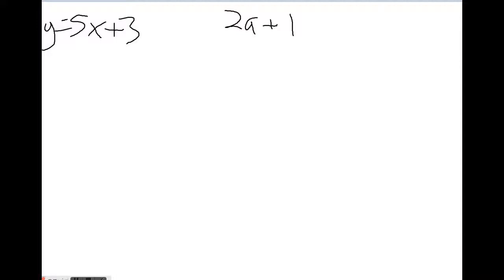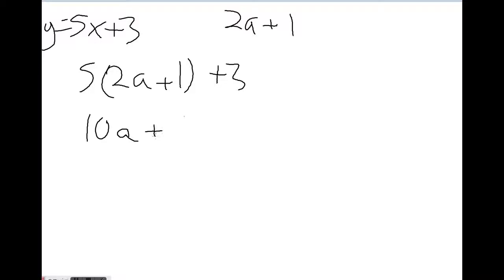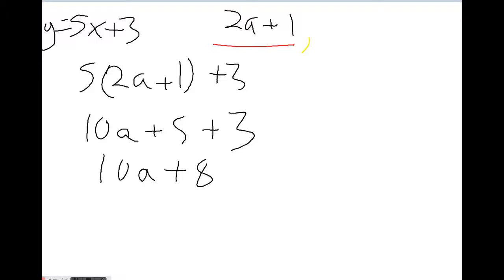Alright, so that means 5 times 2a plus 1, plus 3. The distributive property becomes 10a plus 5 plus 3, which is 10a plus 8. So that would be your answer for this case. So if your domain is 2a plus 1, your range will be 10a plus 8.